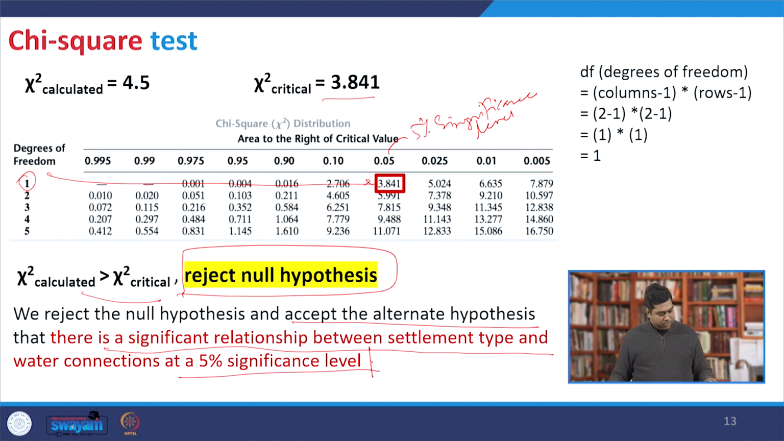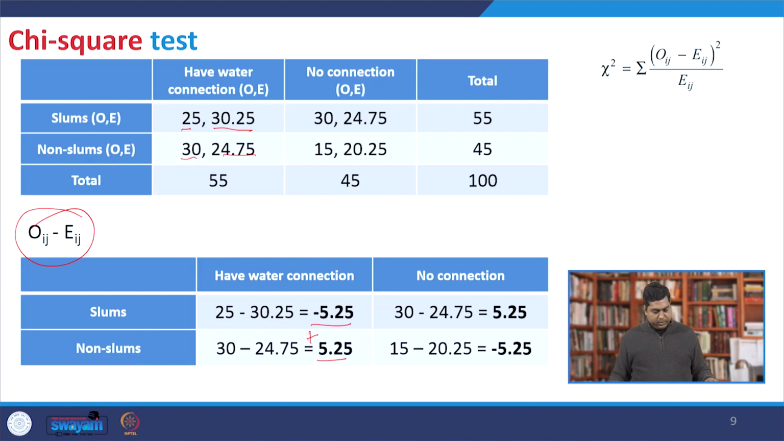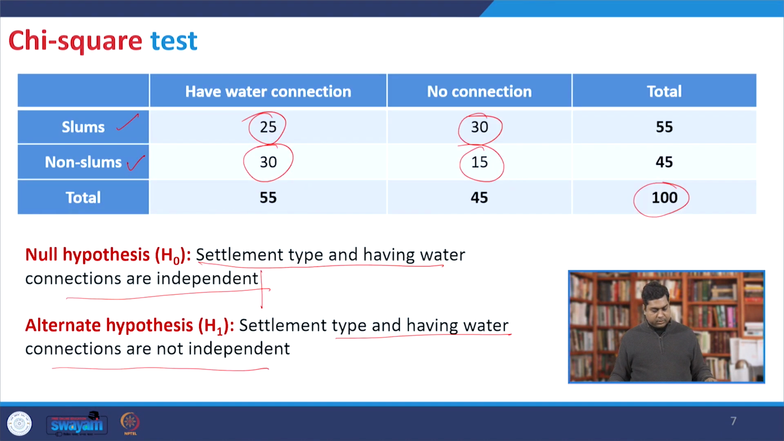Okay. Now I will show you again our two hypotheses. Settlement type and having water connection are independent. Now we are rejecting it. That means they are dependent, right?